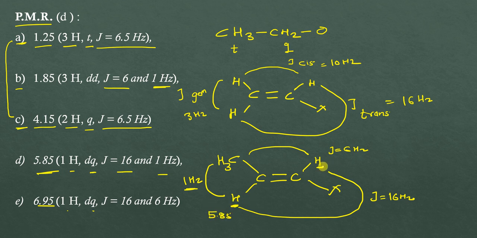Then for this H, we have the methyl group in the cis position. So for that the J value can be 6 Hz, and the other H is trans, so for that the J value can be 16 Hz. So this H must be this H, which appears at 6.95 ppm, right? So our compound must contain this fragment, right?